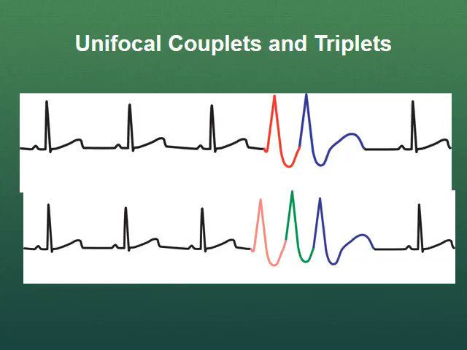An example of a couplet and triplets. Whenever we start seeing these, we need to start being concerned about the patient going into ventricular tachycardia. So whenever we start seeing multiple PVCs being strung together at a time, we need to be a little more concerned. This is a sign that the patient could be moving towards a total ventricular rhythm, such as ventricular tachycardia.